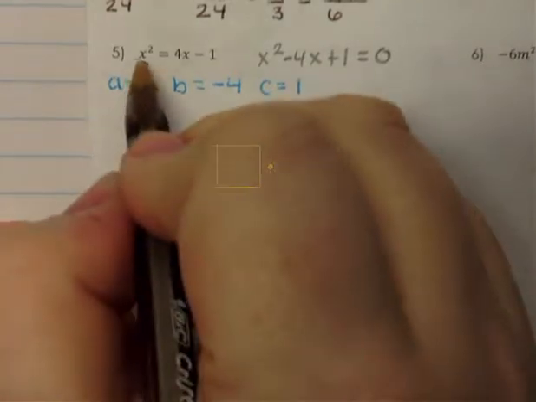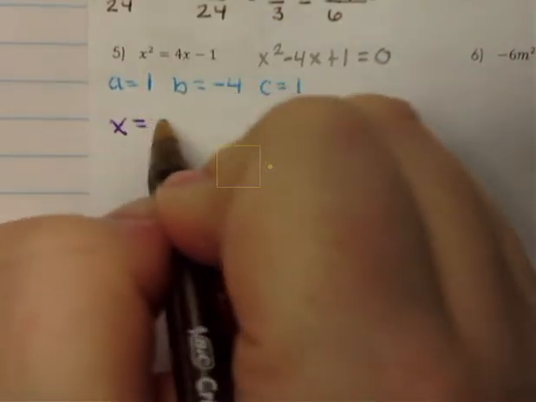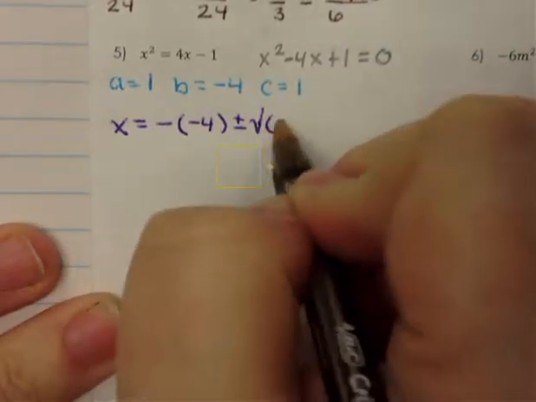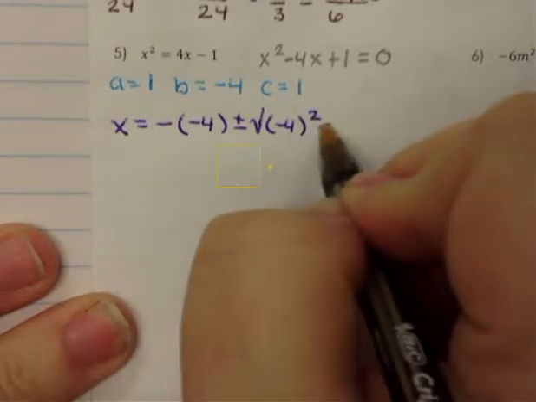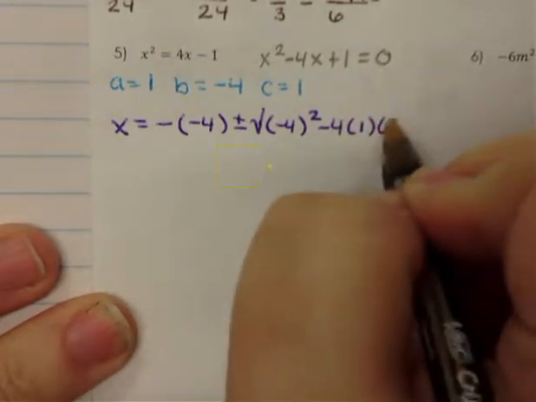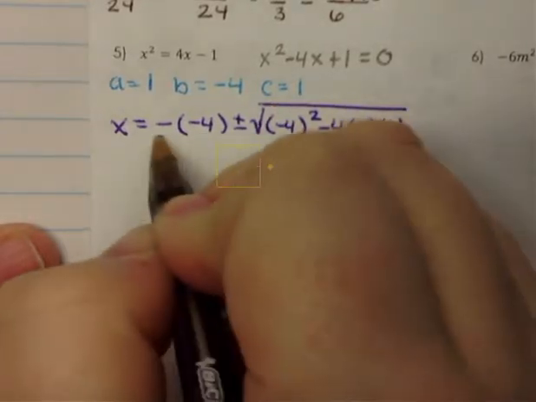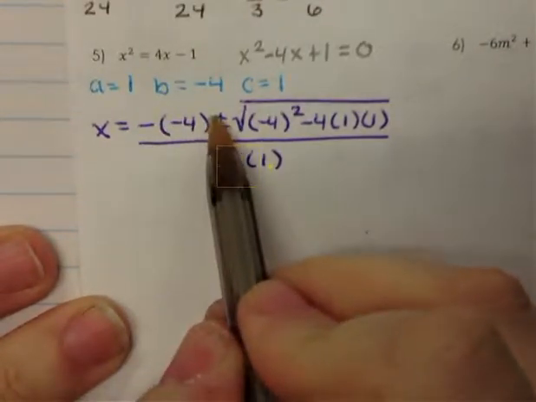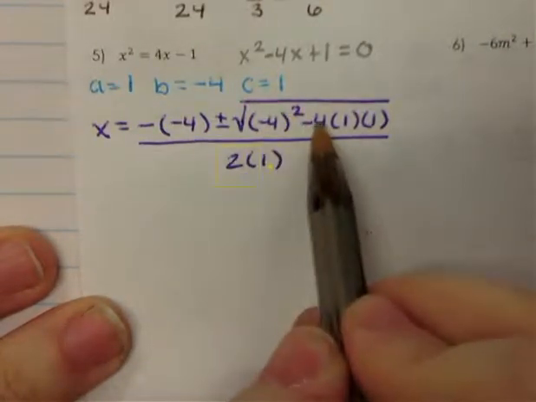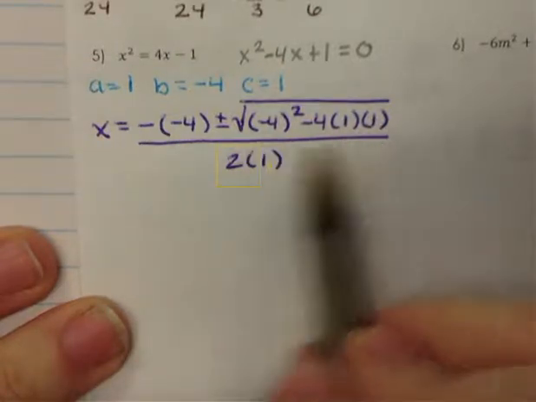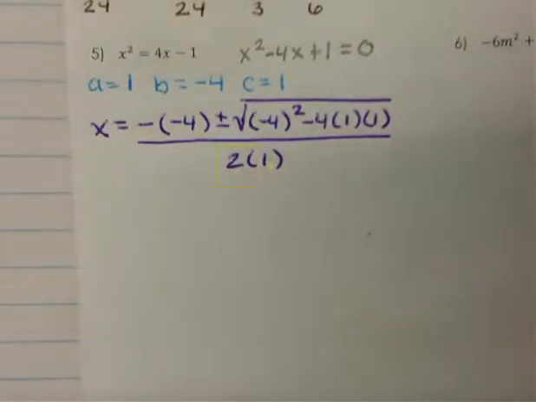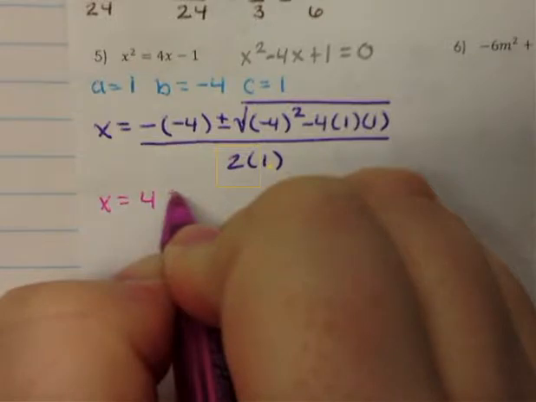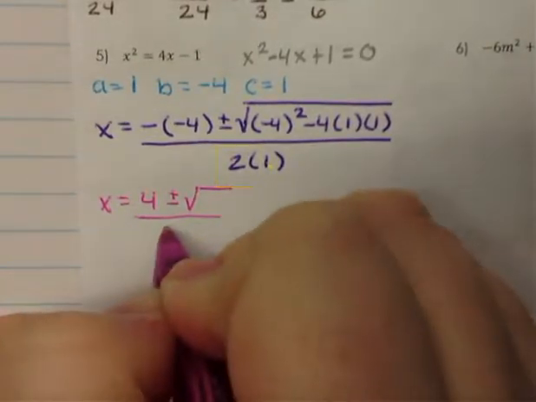In the quadratic formula, we do have x. We're going to use x equals negative parentheses negative 4 close parentheses plus or minus the square root of parentheses negative 4 close parentheses squared minus 4 parentheses 1 parentheses 1 parentheses all over 2 parentheses 1 close parentheses. Again, it's negative b plus or minus the square root of b squared minus 4a times c all over 2a. So we're going to have x equals negative times negative 4 is a positive 4 plus or minus the square root of something all over 2 times 1 is 2.